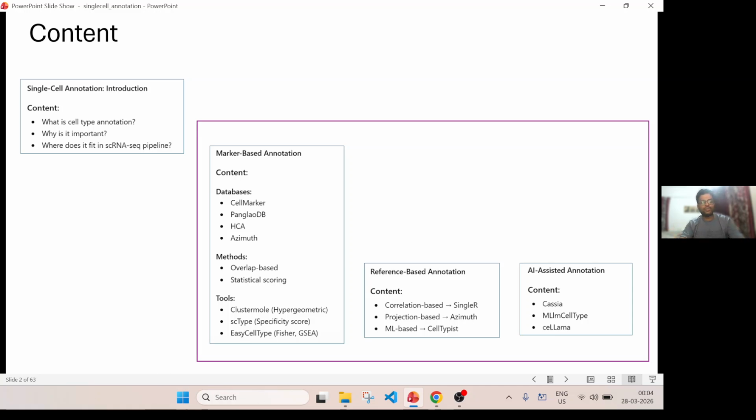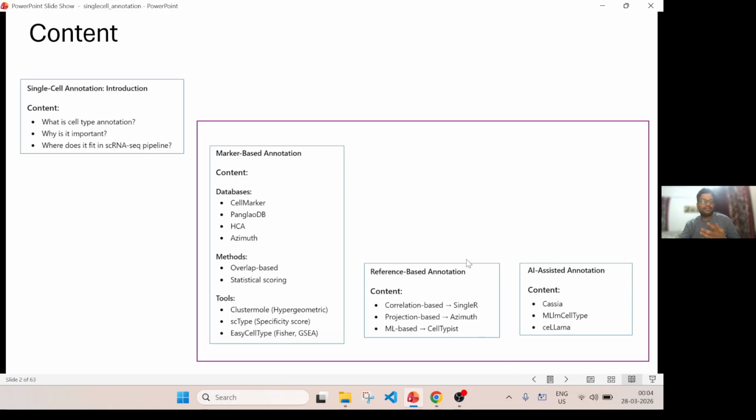So that's where some important tools that we can use come in, like ClusterMole, which uses a hypergeometric method and compares in a single function call. It calls against 7 different marker databases to tell us the best cell types for given clusters. So it's a very interesting tool. At the same time, we have some other tools that we will be covering, ScType and EasyCellType, which have their different ways of annotating these cell types. That's what we will be covering.